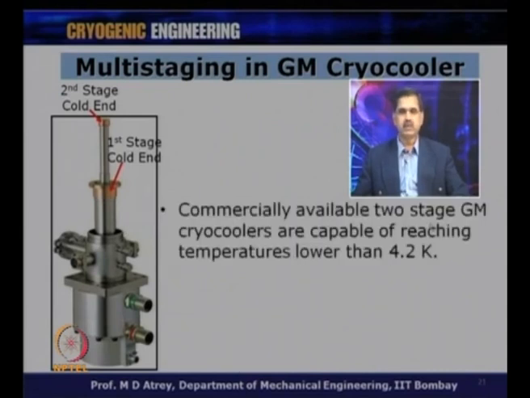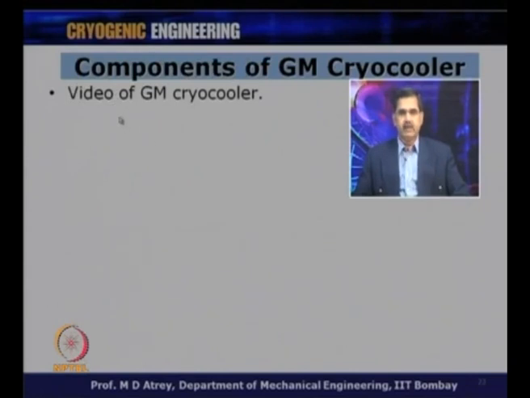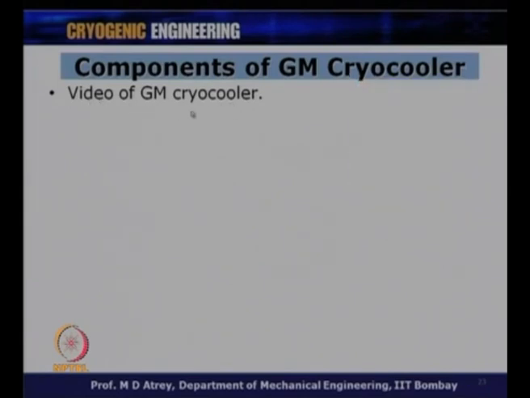Commercially available two-stage GM cryocoolers are capable of reaching temperatures lower than 4.2 Kelvin. In fact, the lowest temperature that could be reached is around 2.4 to 2.5 Kelvin, but you need some cooling effect at 4.2 Kelvin. Now, let us see a video of a GM cryocooler that we have bought at IIT Bombay. It's from the Leybold company, and from that you can see an actual machine. I am not going to run this machine, but you can see different parts of it.